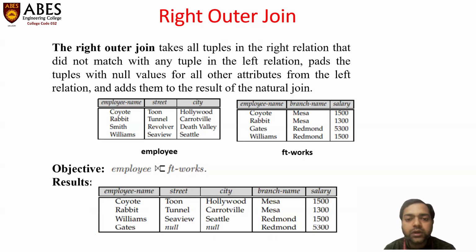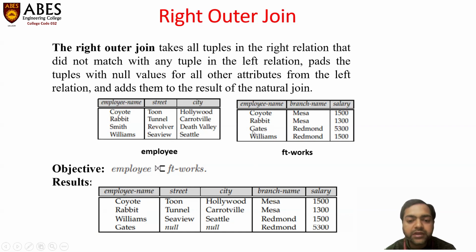Now in this case, we first apply the natural join, and after that we look at the right relation to see if any tuple is left out or does not have a match tuple from the left relation. So in this situation, we'll check this case. Coyote, we have a match tuple here, so we include Coyote. Rabbit, we have a match tuple here, so we have used Rabbit. Williams, we have a Williams match tuple, so we have included it here.